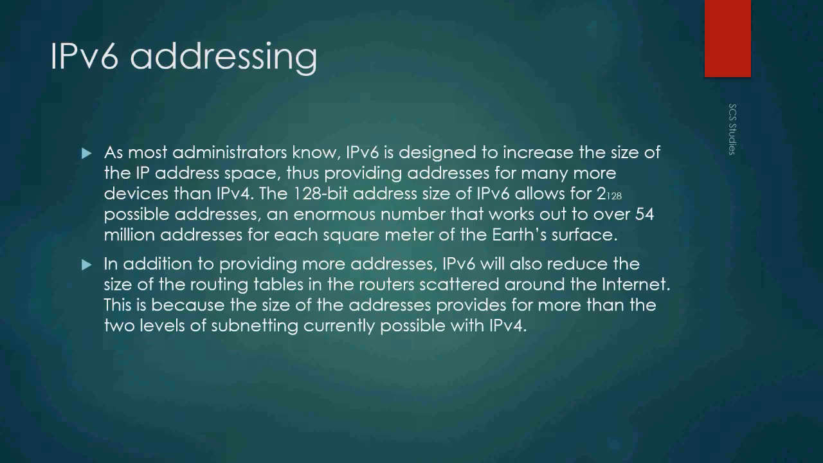So we have completed, guys. We have completed IPv4. Now we have IPv6 addressing. So what is IPv6 addressing? As most administrators know, IPv6 is designed to increase the size of the IP address space, thus providing addresses for many more devices. The 128-bit IPv6 address allows for 2 to the power 128 possible addresses, an astronomical number that works out to over 54 million addresses for each square meter of the Earth's surface. So this is the capacity of IPv6 addresses.